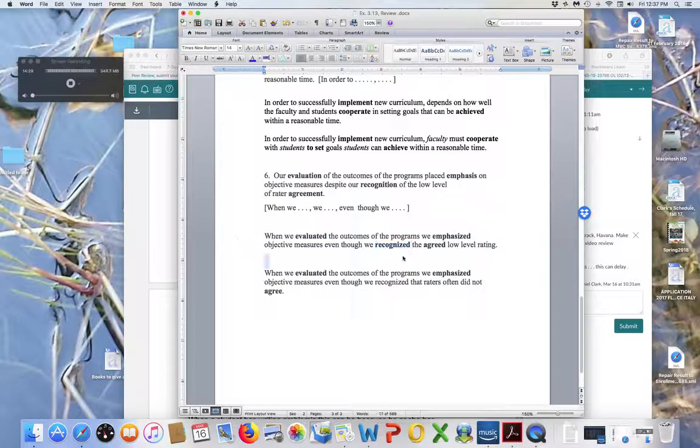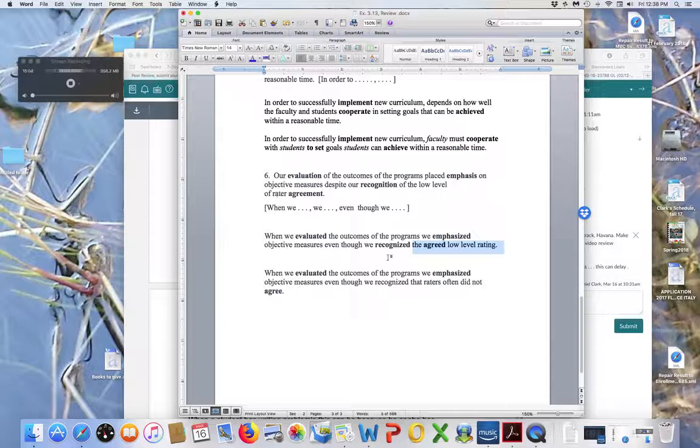So what do we have? When we evaluated the outcomes of the program, we emphasized objective measures even though we recognized the agreed low-level rating. I'm really good with everything up to there, okay? Then this agreed low-level rating, I'm not happy with that. Now your reader is scratching their head. They don't know what the heck you're talking about. So I think the way to do it is, again, to get our character in there. And you're going to see this in the next lesson on style. So, well, what is that? Well, we're talking about raters here.